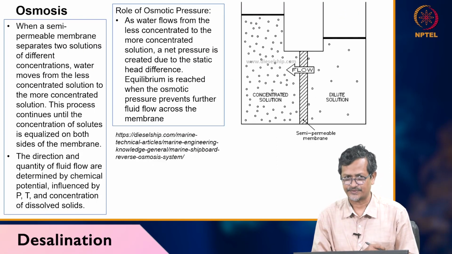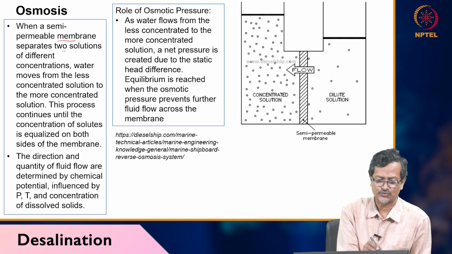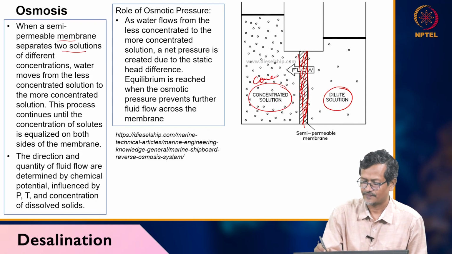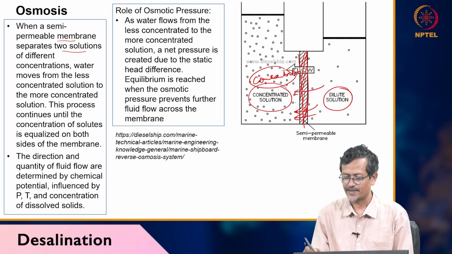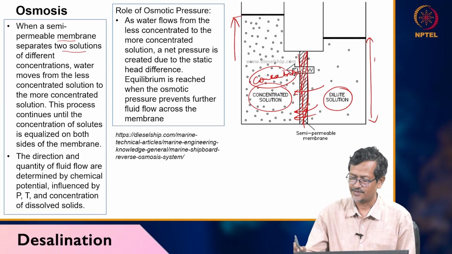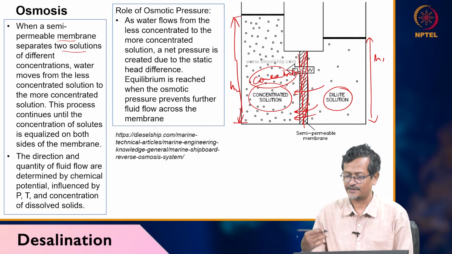Now when you are talking about reverse osmosis, you should know what osmosis is first. Osmosis is when a semi-permeable membrane separates two solutions of different concentration. You can see this semi-permeable membrane in the picture. This is dilute solution and this is concentrated solution. The dilute solution will pass through the membrane to the concentrated solution, and this height will be larger than this height. If this is H1 and this is H2, then H2 will be larger than H1, because of this semi-permeable membrane.